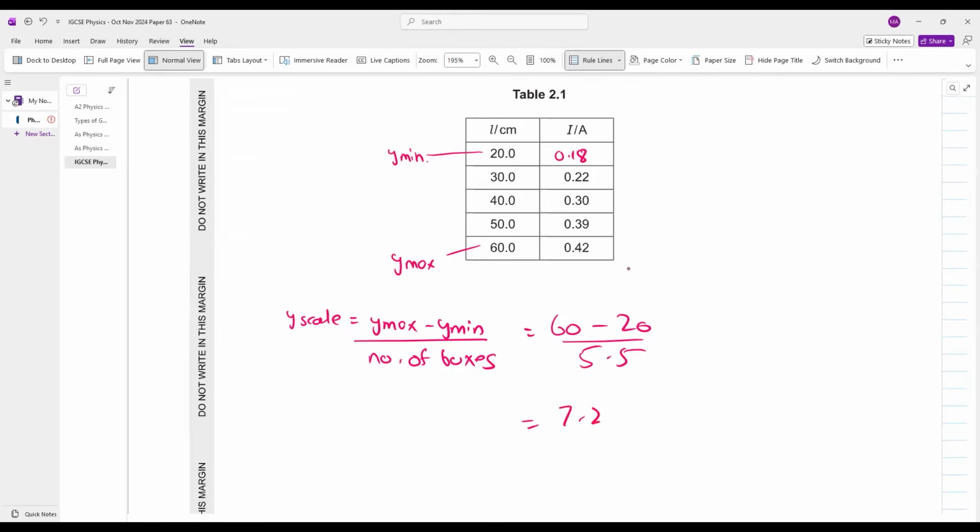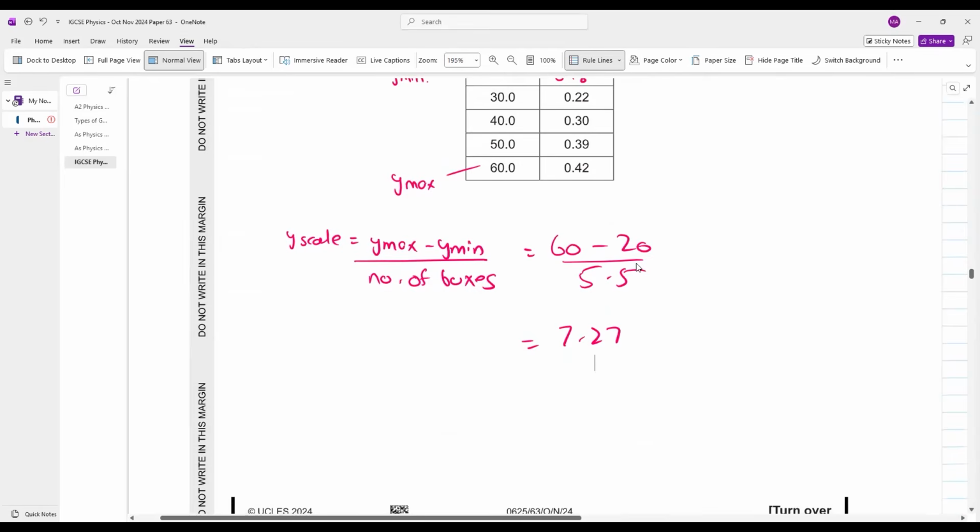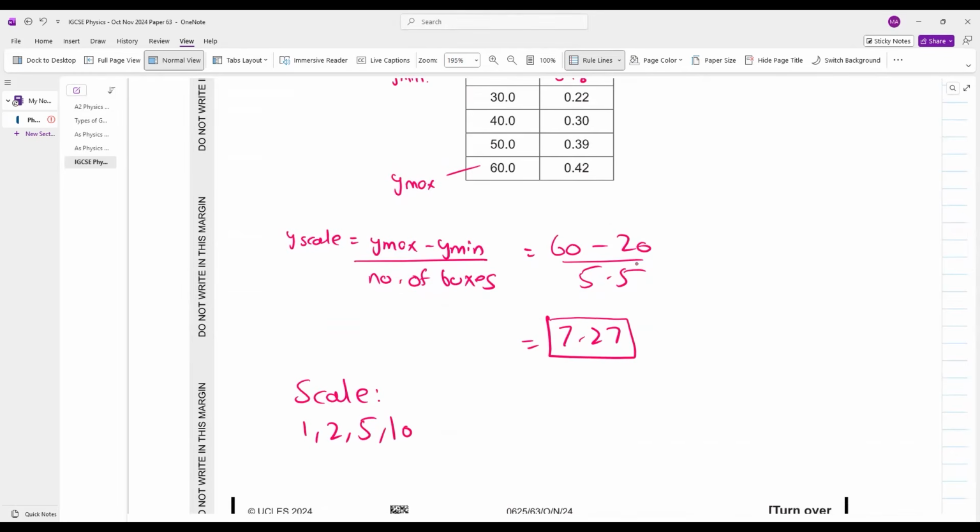Answer comes out to be 7.27. But always remember we don't plot such odd scales. We plot scales in the multiples of 1, 2, 5 and 10. So we will round up this value.